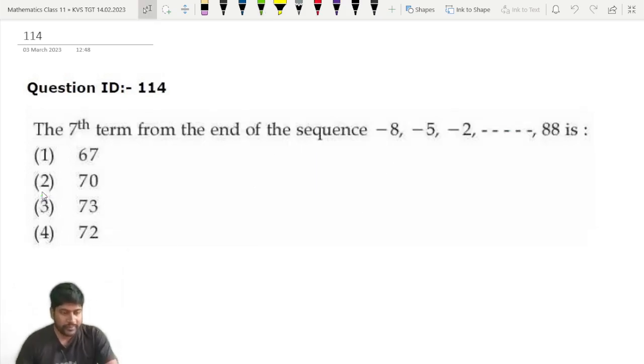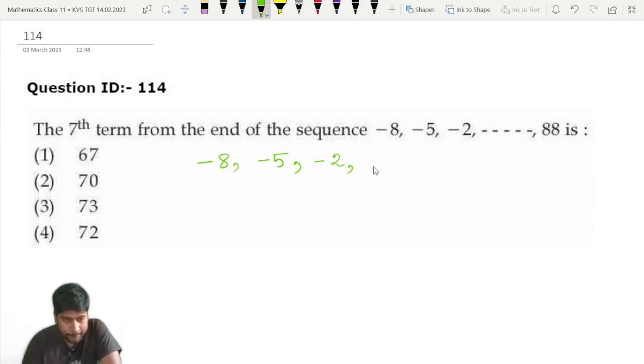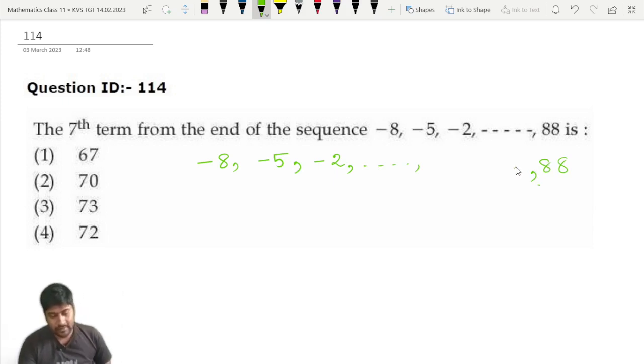Question number 114. The seventh term from the end of the sequence. Now this is also in AP. If you see properly, you will see that this is in AP. Minus 8, minus 5, that means plus 3 is added, then again plus 3 is added, dot dot, the last term they have given is 88. So if plus 3 is added going forward, then for the second last term, minus 3 will be added, that means it will be 85, then 82, like that it will go.